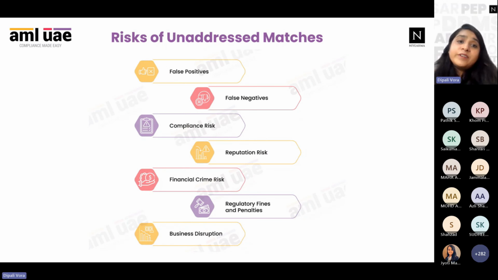So here the importance of training is very high, because if a person is just using the software for the sake of using, they will just screen the name and leave it. They will not even look at the results that are coming. So that should be avoided completely. Then there are false negatives. So if you screen somebody and that person was an actual match, and you ignore that, that will be very risky for you.